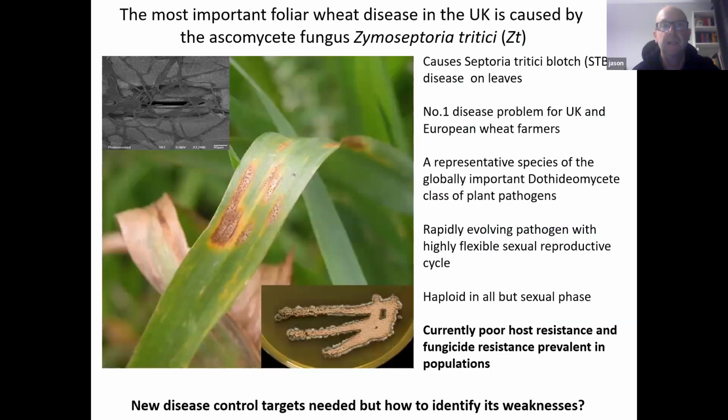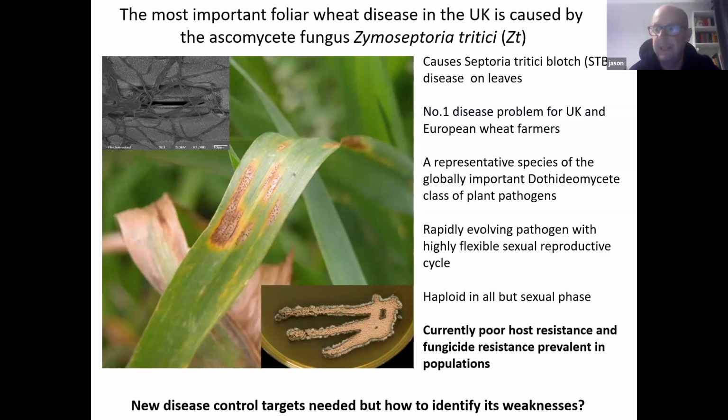The most important foliar pathogen of wheat in the UK is Zymoseptoria tritici. It causes Septoria tritici blotch disease, which you can see in the picture in the middle. You end up with necrotic lesions bearing asexual sporulation structures waiting for rain splash to propagate the disease onto new areas of the vegetative tissue. The ultimate cost of the disease is through loss of photosynthetic capacity, and this is currently the number one disease problem for UK and European wheat farmers.